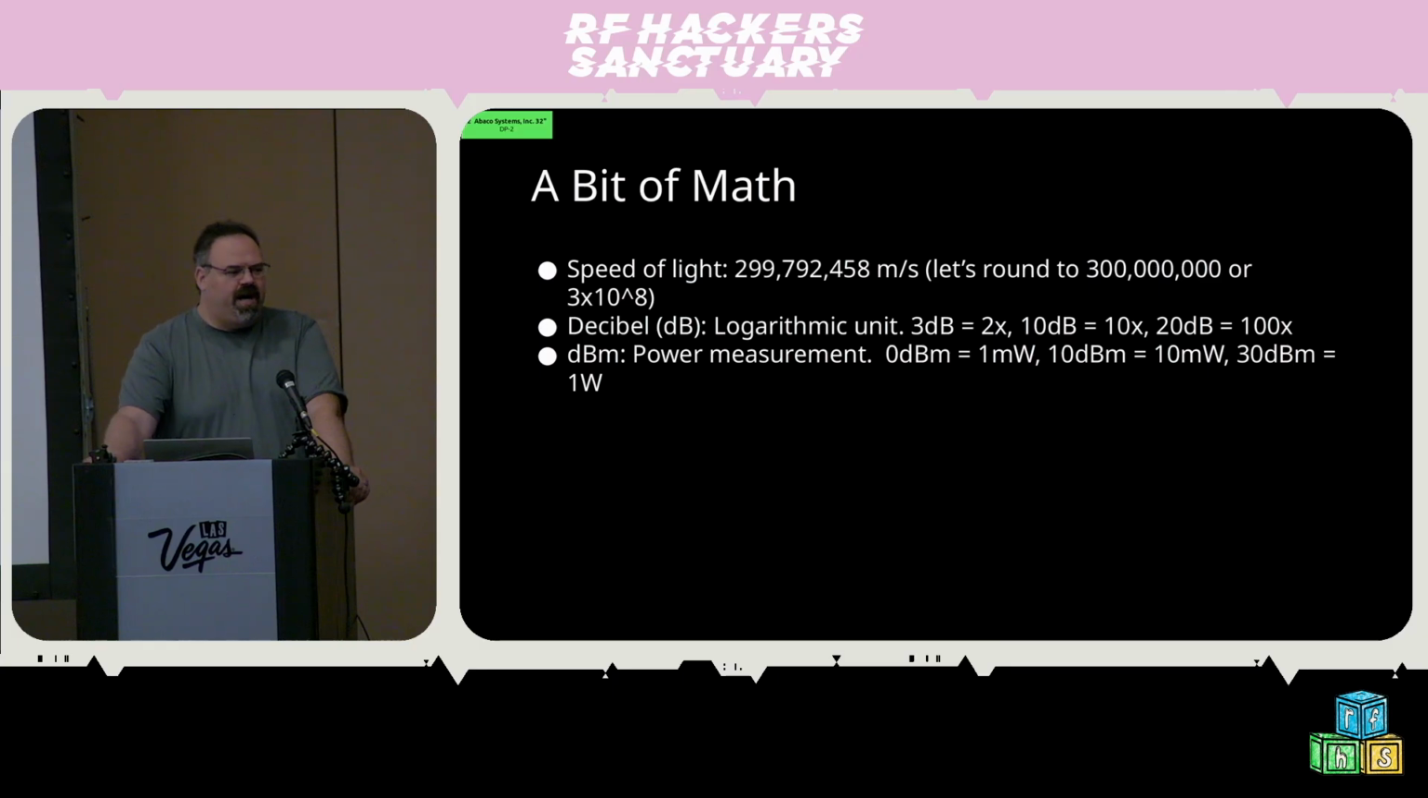And then we have dBm, which is the unit of measurement. It's decibels in relation to milliwatts. So a decibel is unitless. In order for it to make sense, you can just say decibel and have it as a relative change, or you can have it in relation to something. So 0 dBm is 1 milliwatt, 10 dBm is 10 milliwatts, etc. And that's how we measure RF power.